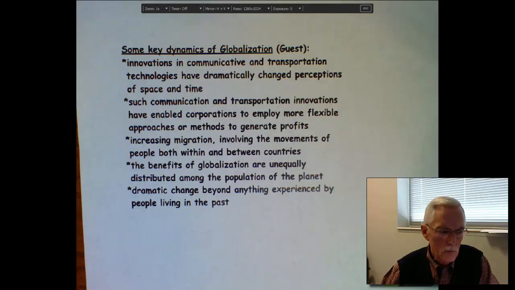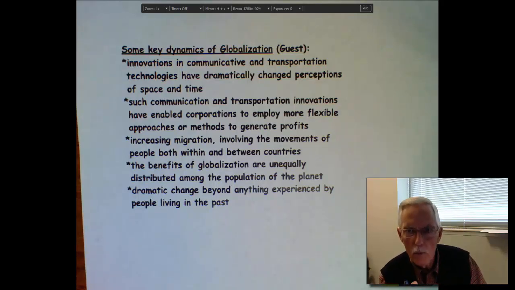As to the first, Guest makes the argument that globalization is transforming the way we think about time and space. The world is no longer as big as it used to be. Our sense of how long it takes to do something has been rather dramatically changed. Furthermore, notice the second point.